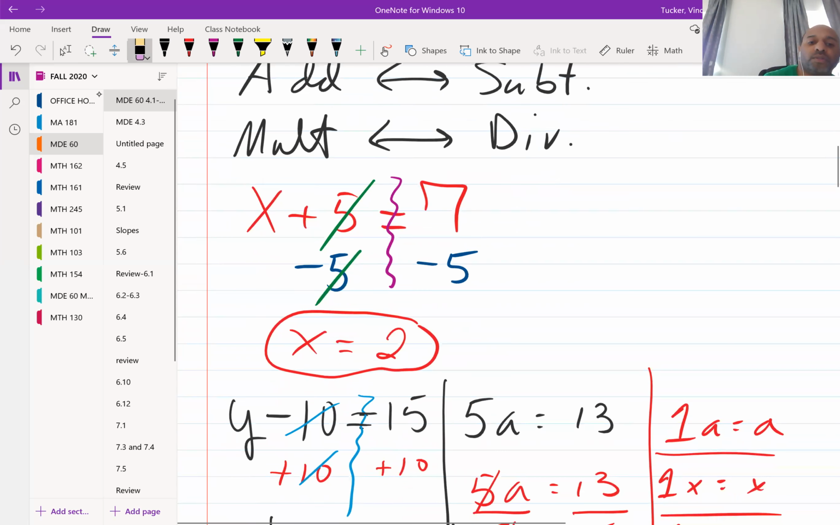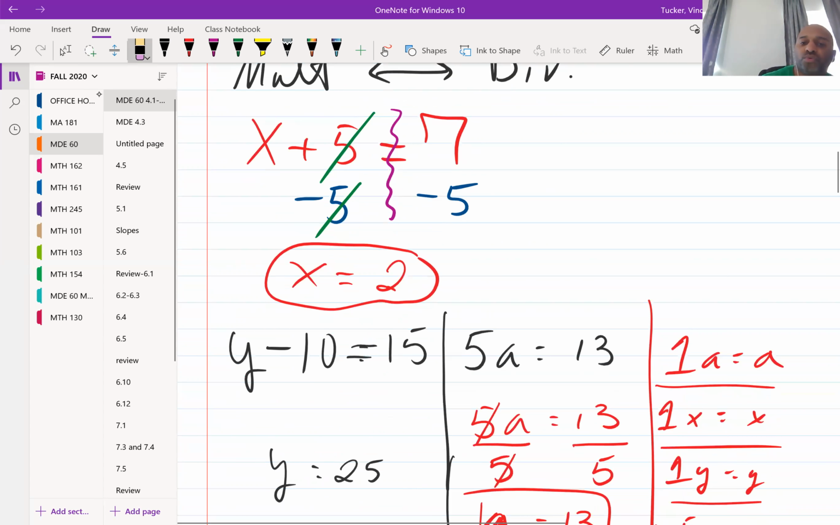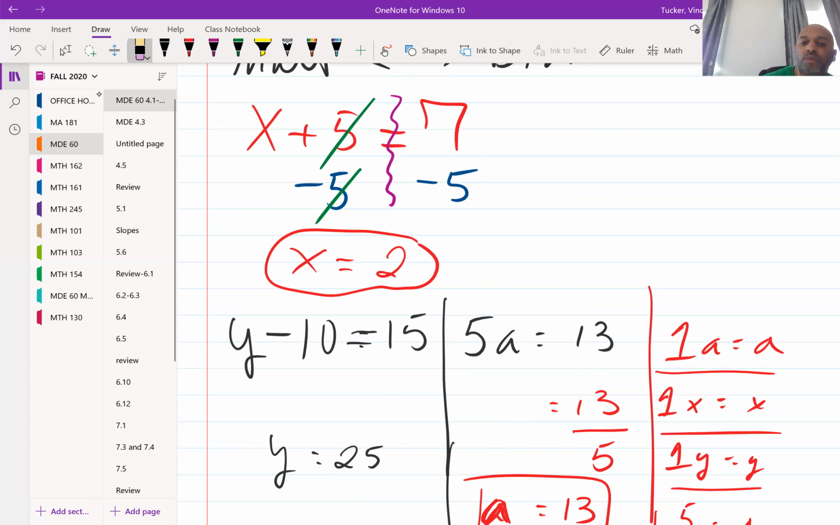Any questions? Just trying to erase this stuff so we can walk through it.